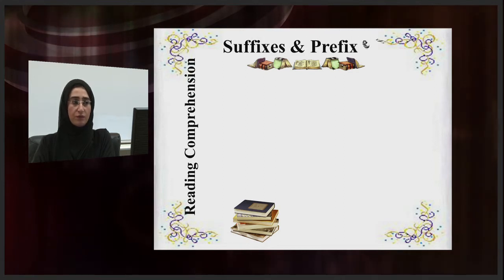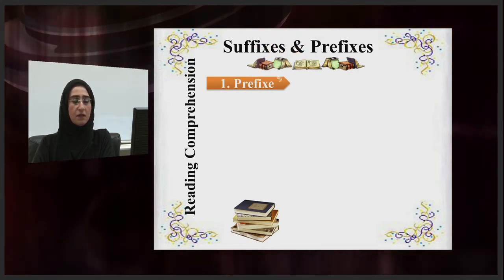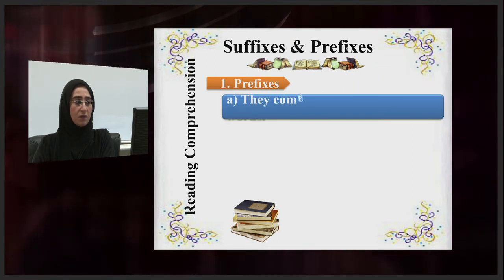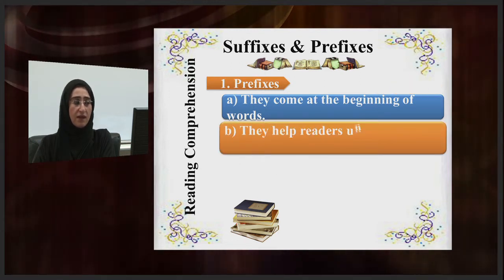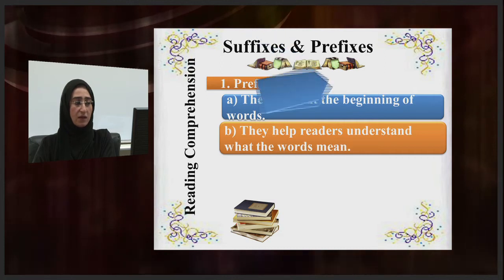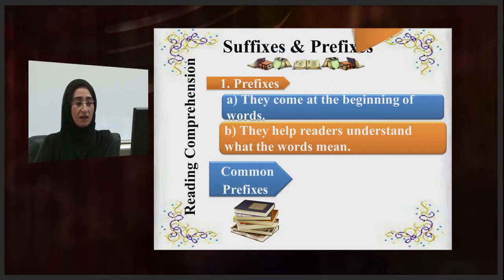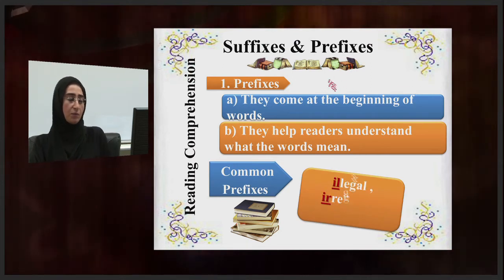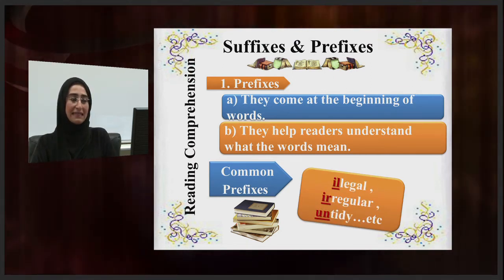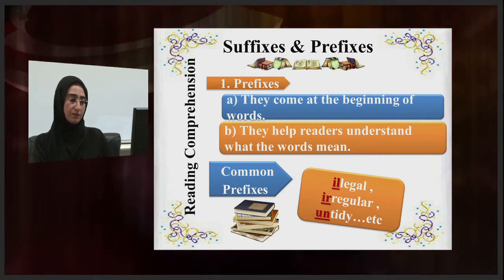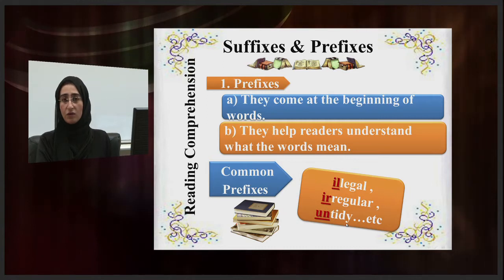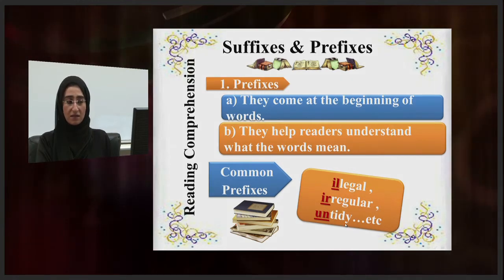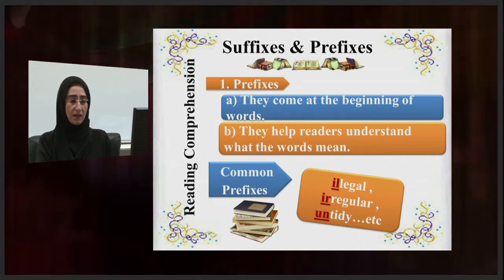Now, suffixes and prefixes. First, let's deal with the prefixes. One, they come at the beginning of words. Another thing, they help understand what the word means. So they deal with meanings. There are some common prefixes here, such as irregular, illegal, untidy. And as I told you before, prefixes deal with meanings, so they change the word's meaning.